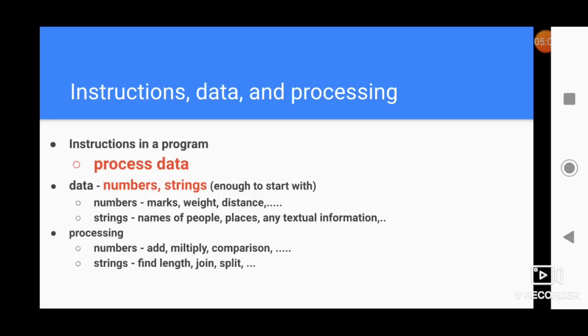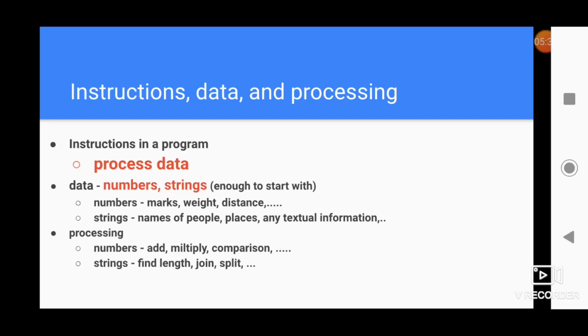Now we said that a program is a collection of instructions. Now what do these instructions exactly do? Typically an instruction processes some data. Remember these two words, process and data. Some data is processed by every instruction. Now what do we mean by data? Data is a very general term.